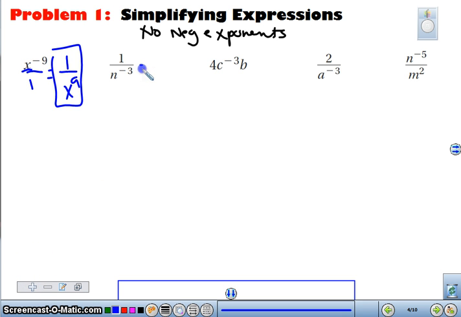As you look at that next one, we want to rewrite it as the reciprocal, 1 over n to the 3rd. Now this is where it gets a little tricky. Keep in mind, 4 is really to the 1st power and b is really to the 1st. So those are kind of already our positive exponents. What's the only one that's negative? The c. So the 4 and the b stay in the numerator, divided by c to the positive 3.